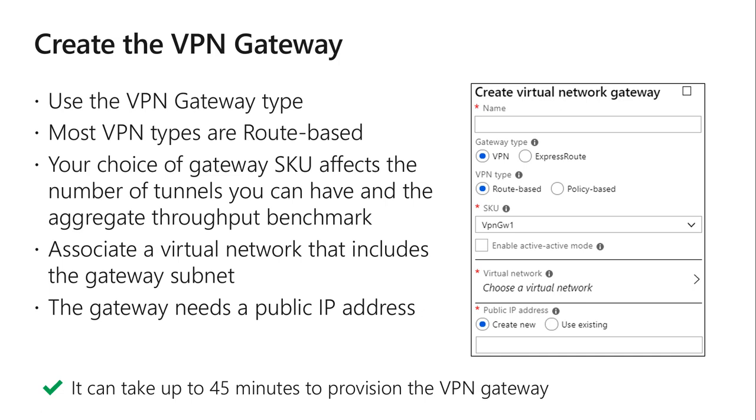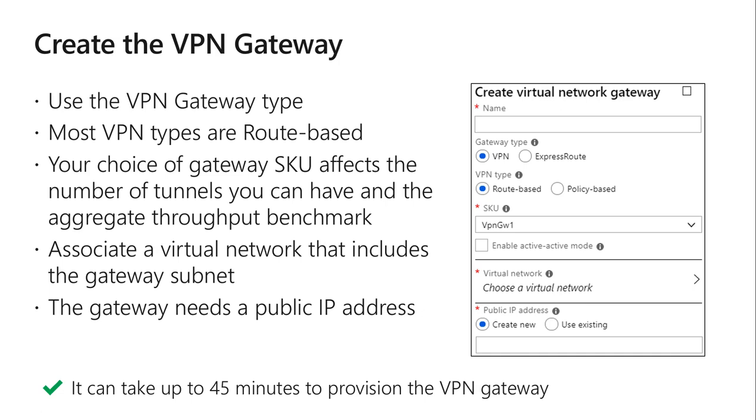But we will separate those terms and their definitions in later modules. Each virtual network here can have only one VPN gateway. However, you can create multiple connections to the same VPN gateway. When you create multiple connections to the same VPN gateway, all VPN tunnels share the available gateway bandwidth. And here, the options you have are the name of the gateway, types, and VPN type.